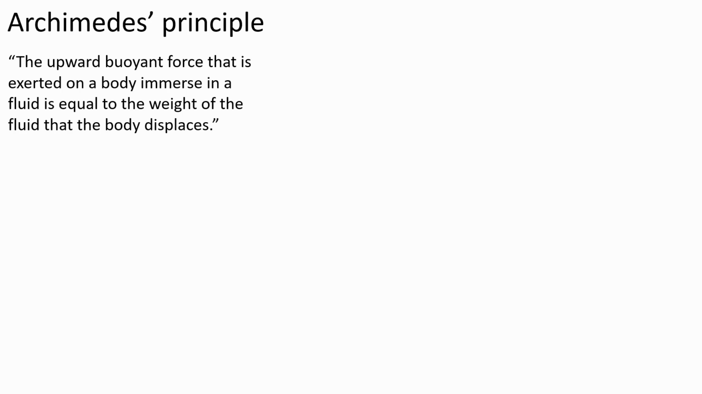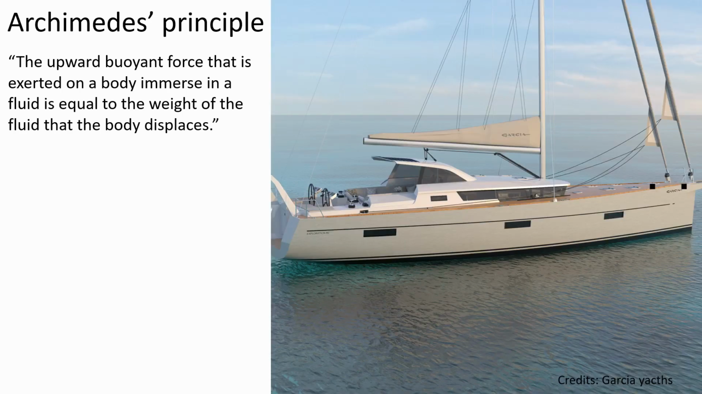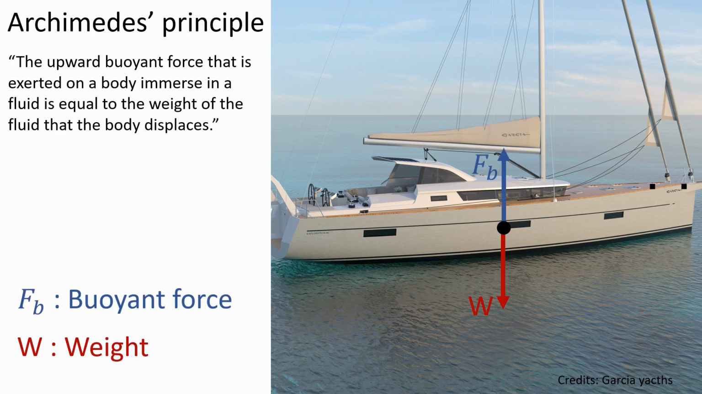For example, it's fundamental to understand why a boat does not sink despite the extremely high weight. Indeed, a boat displaces a huge amount of water, and for this reason it will have a force to counterbalance the weight of the boat itself. To compute the buoyant force, it's sufficient to apply this easy formula, where ρ represents the density of the fluid, g the acceleration due to gravity, and v is the volume of the displaced fluid.